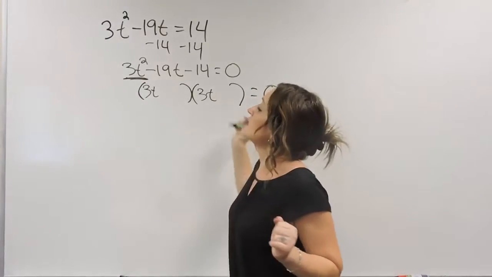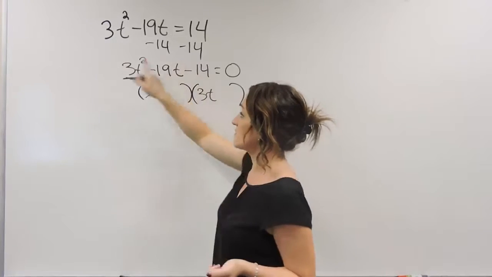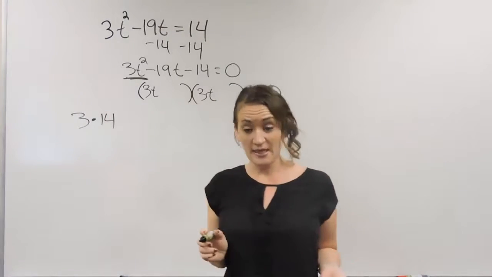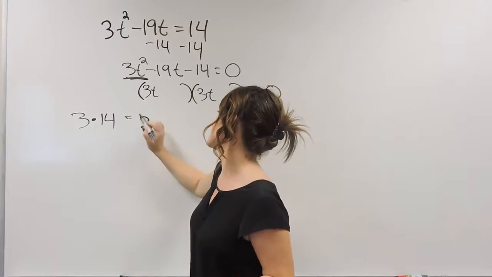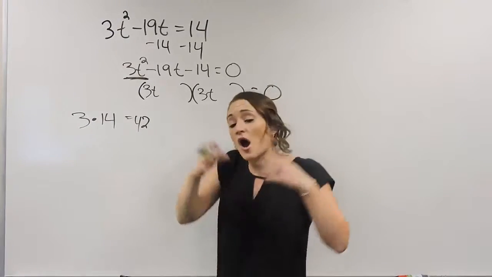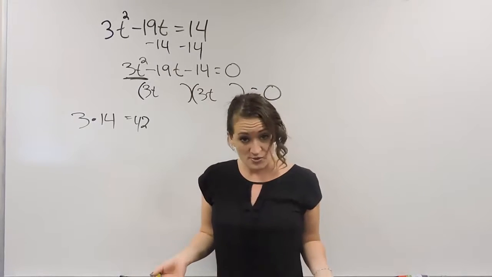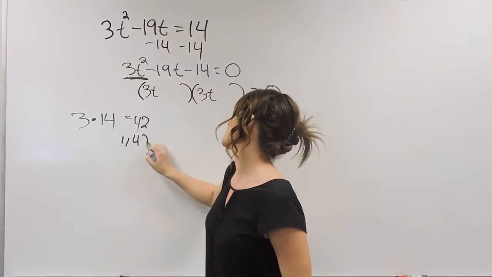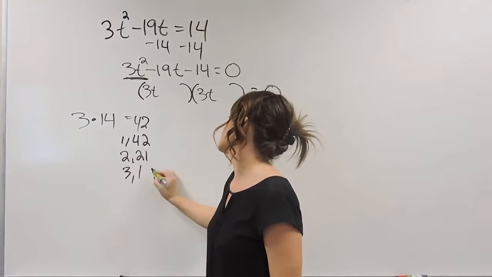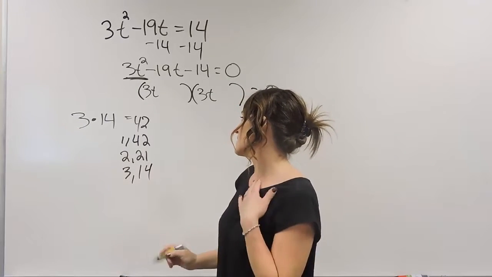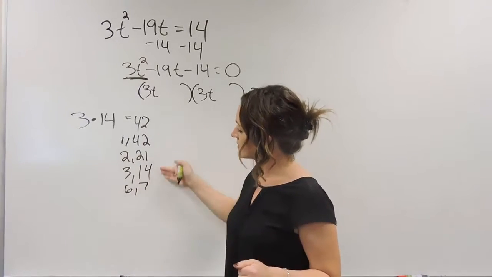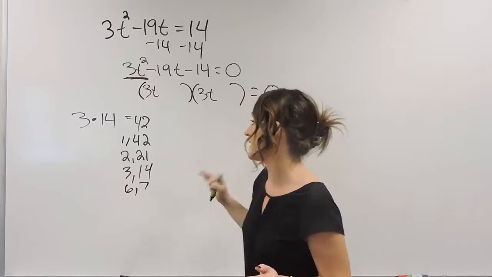Then what we do is we take the first number times the last number. So this 3 times the 14. We're going to multiply that out, and that gives us 42. And what we need to do is find all the factors of 42. So what times what is 42? 1 times 42, 2 times 21, 3 times 14, 4 doesn't go in, 5 doesn't go in, 6 times 7. So those are all our different factor combinations that are going to multiply to get 42.